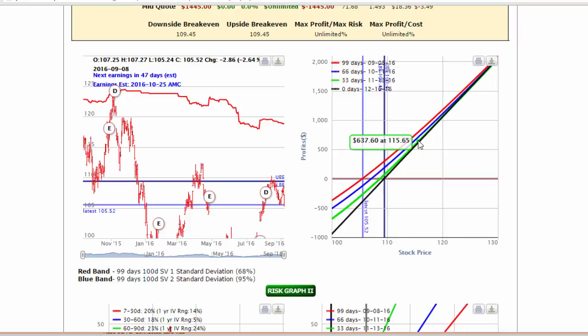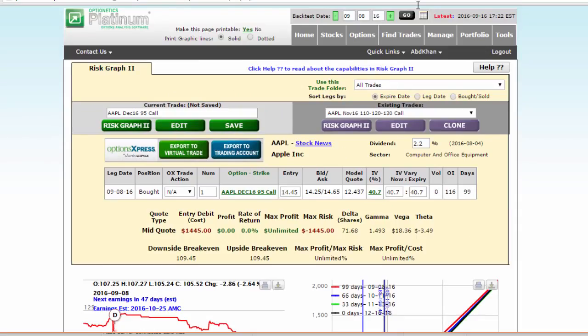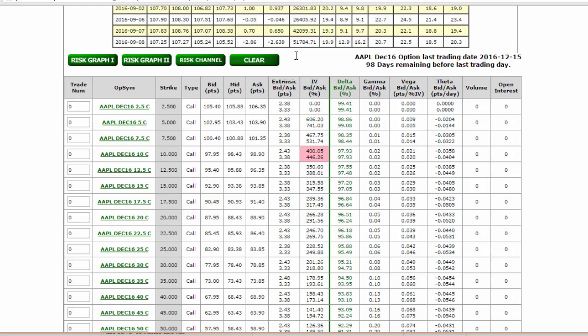Okay, so that tells me that the in the money option in this particular case is not suitable, although it does have a nice feature where the stock doesn't have to move up much for me to break even on my trade. It only has to move up to 109.45 from its current price of 105.52, which is not a very big move for a stock like Apple that may move $10 to $15 or even higher in a particular trading day. Okay, so let's now look at a different option.